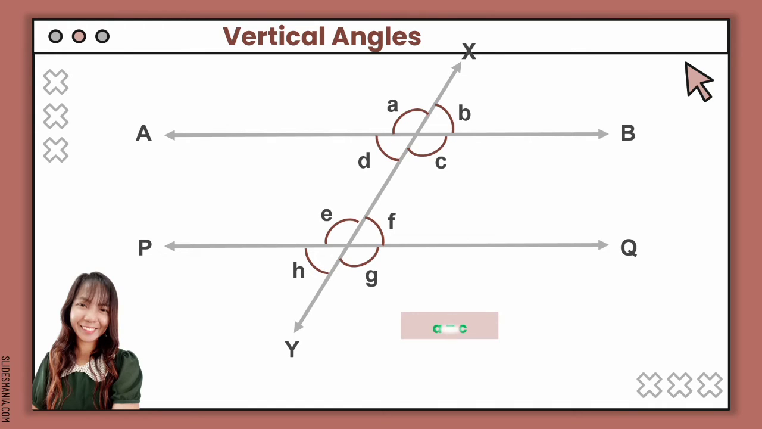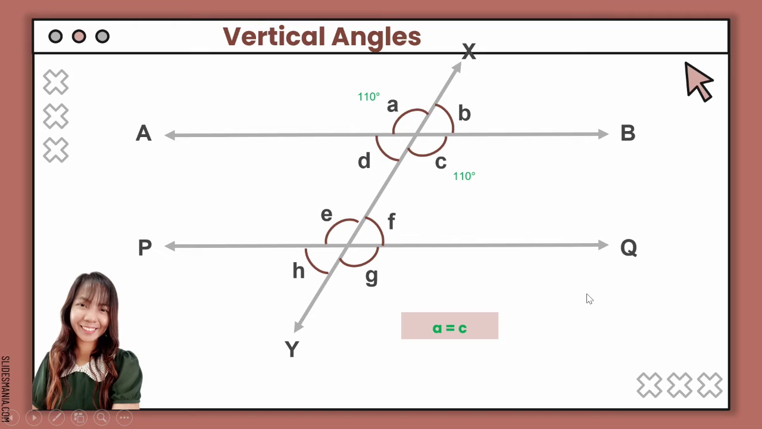So example of vertical angles, angle A and angle C. Again, angle A and angle C. So it's just an opposite angle. Okay, opposite angle. So angle A and angle C. And vertical angles are equal. For example, 110 degrees for the angle A. So angle C is also 110 degrees. They are equal.